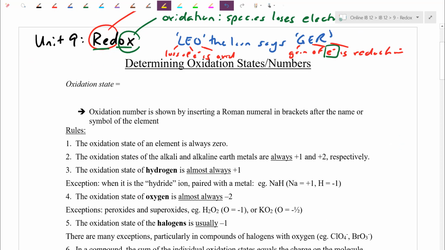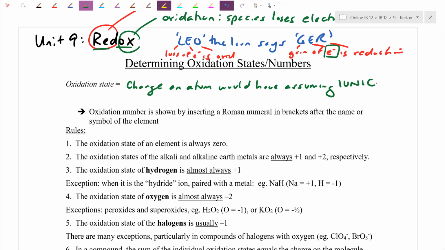First thing you're going to want to do is be really comfortable identifying the oxidation state for a particular element. The oxidation state is basically the charge an atom would have, assuming it's ionic. So this is basically a made-up charge. Especially if it's ionic, it's no problem. Let's say I have NaCl, and I ask, what's the charge of Na? You can say Na is +1, and chloride here is -1.